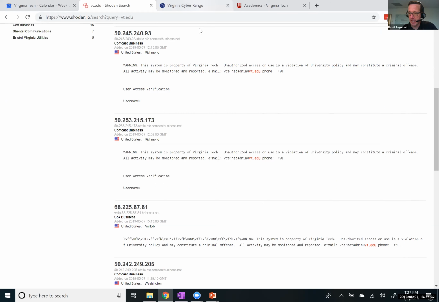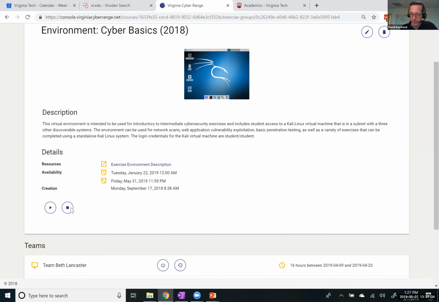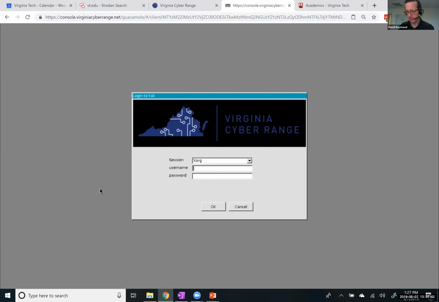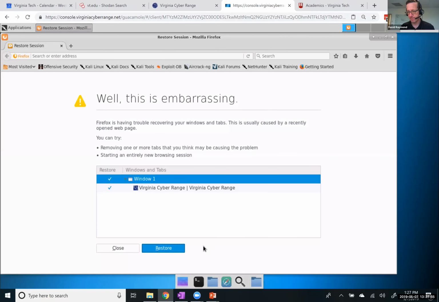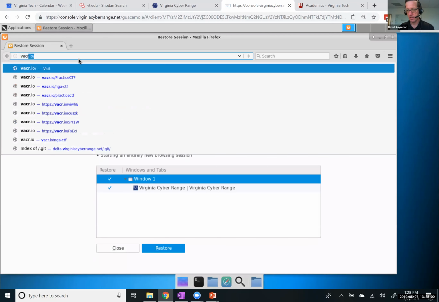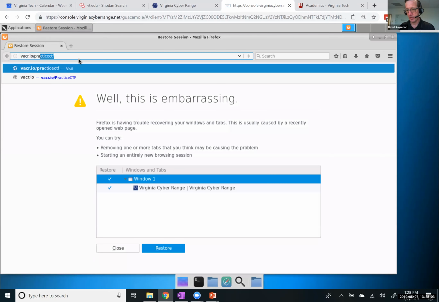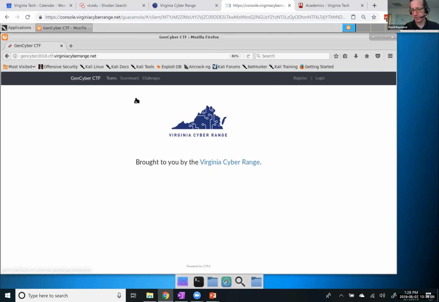Okay, so what I'm going to do now is go to my CTF. So here I am in my Cyber Basics environment. I'm going to log in here. I'm going to pull up my CTF and we will solve a couple of CTF challenges. The idea here is just to give you a sense of what these challenges might look like. And then I'll point you at a couple more difficult ones and maybe give you some hints on how you might approach them.